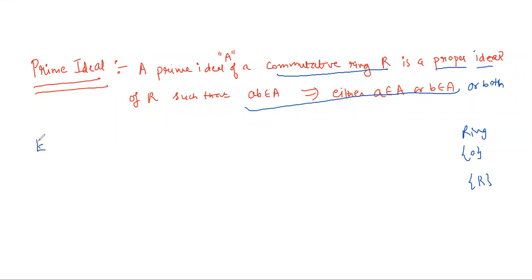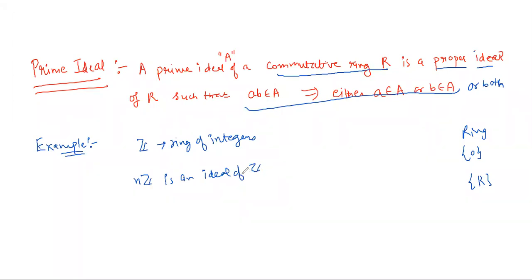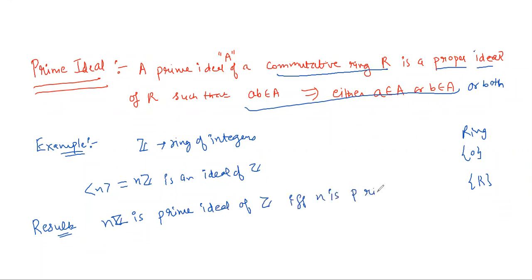Let me give you the example of the prime ideal. You have Z, which is the ring of integers. We have already discussed that nZ is an ideal. All ideals of Z look like nZ, any multiple of n. So nZ is always an ideal of Z. Because this is the type of all the ideals of Z, now we want to know which of these ideals is prime and which is not prime, right? So the result says nZ is a prime ideal of Z if and only if n is prime, right?